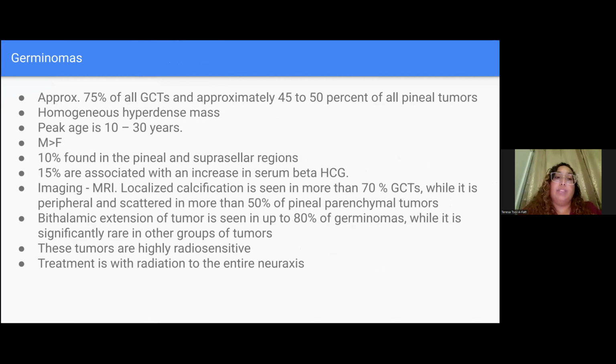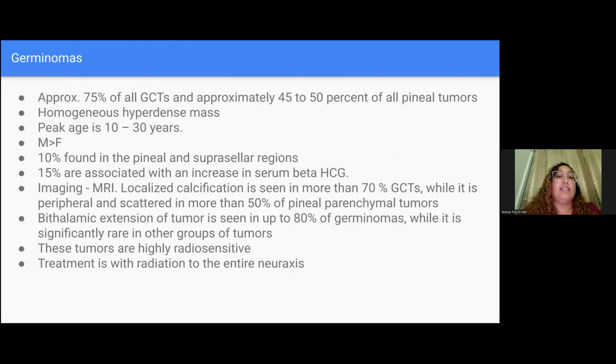With respect to germinomas, they make up approximately 75% of all germ cell tumors and approximately 45 to 50% of all pineal tumors. They are homogeneous, hyperdense masses. The peak age is usually 10 to 30 years of age, with it being more common in males than females. Approximately 10% are found in the pineal and suprasellar regions, and 15% are associated with an increase in serum beta-HCG.